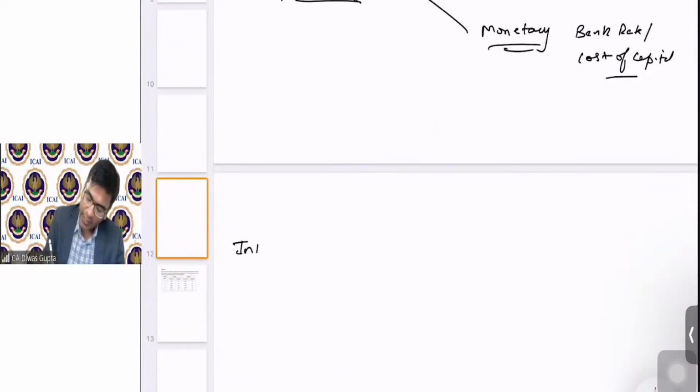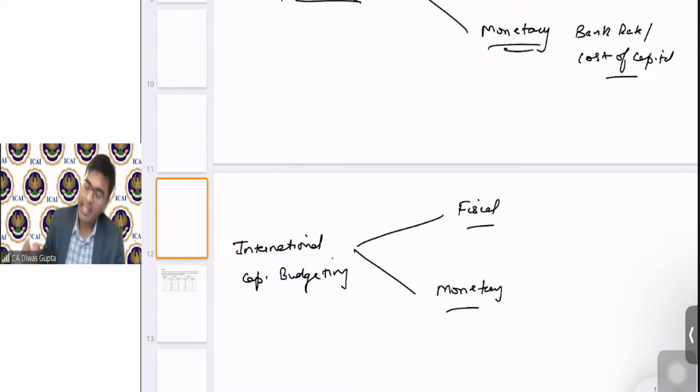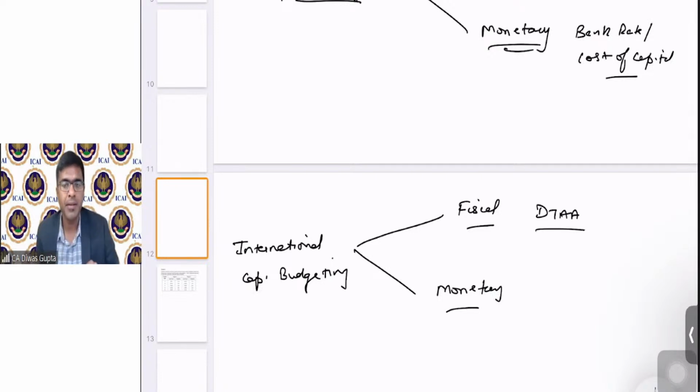Now, for international capital budgeting, again, the impact is clubbed under two, fiscal and monetary. But in case of fiscal now, the impact can be classified as, let's say, double taxation avoidance agreement, DTA, because DTA are also introduced to avoid double taxation of the same income in one country and another country. Since this is international capital budgeting, the tax should happen at only once. So this can be one of the influencing factors.